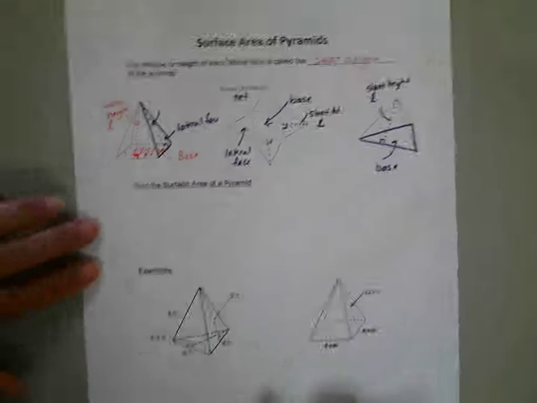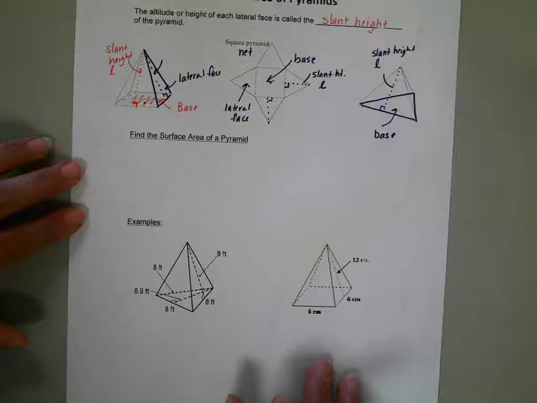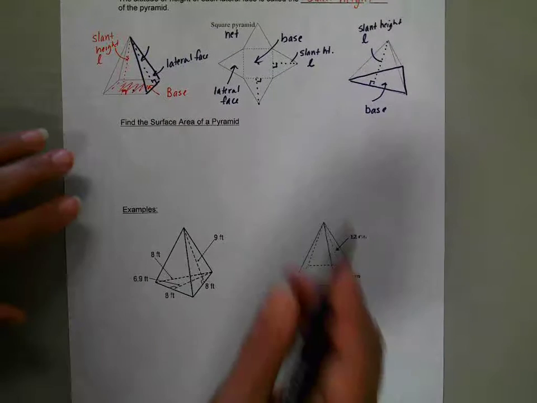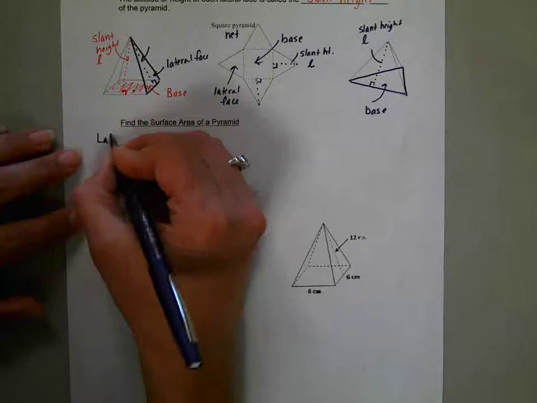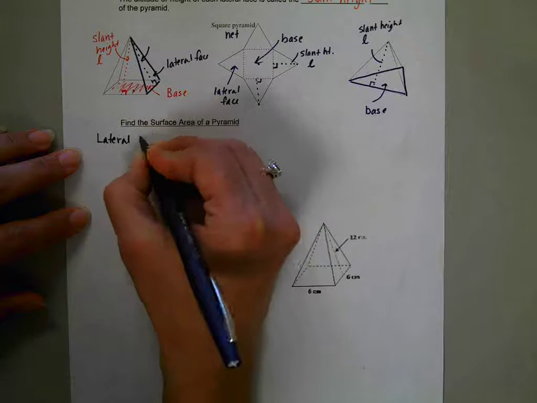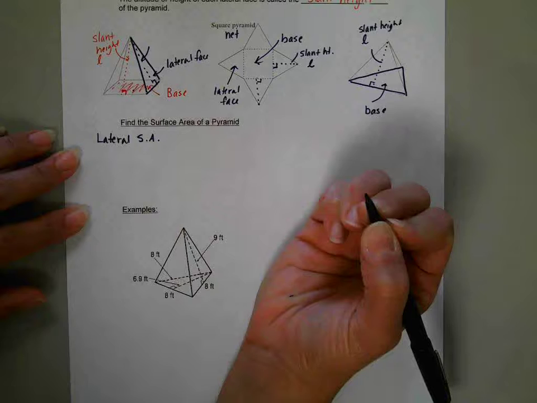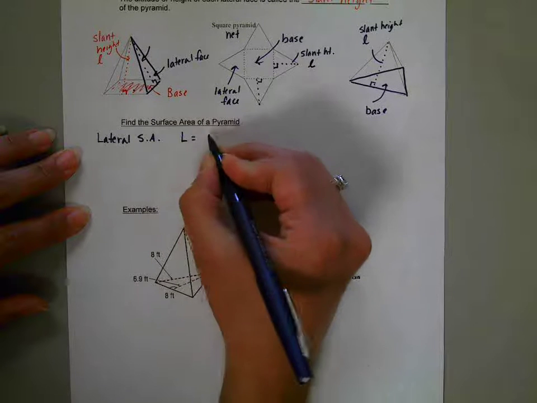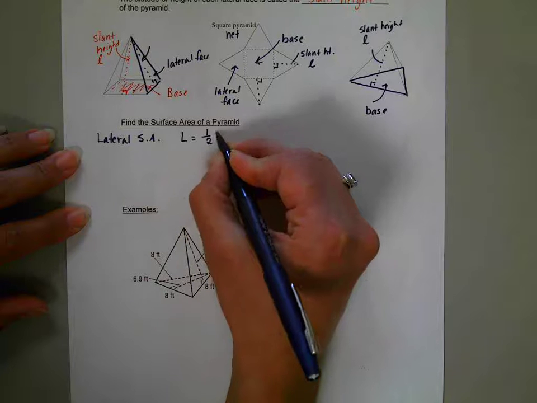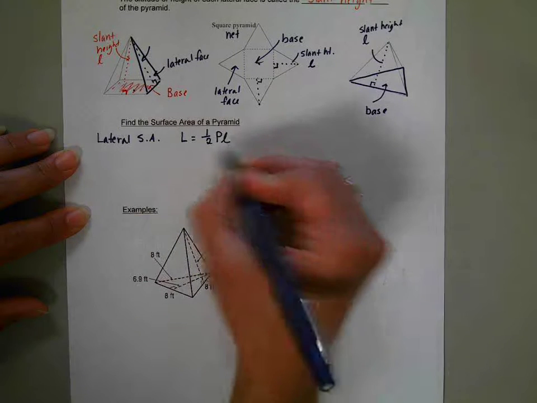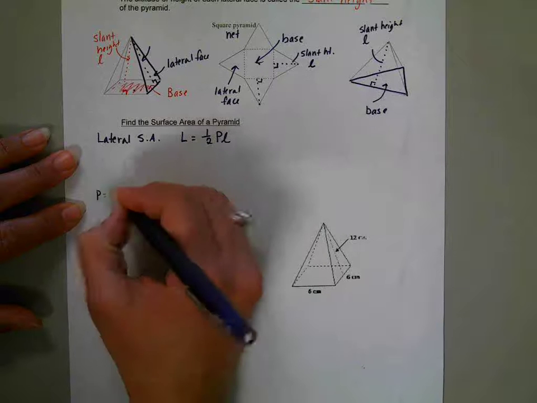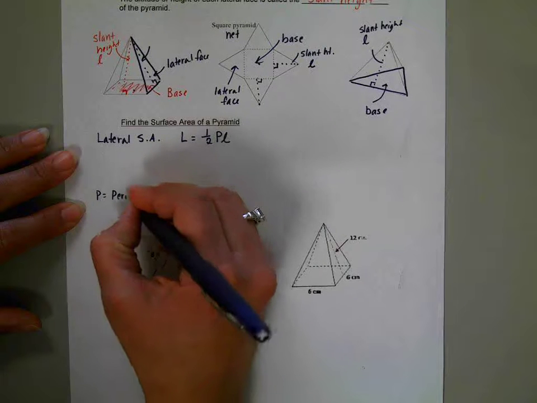Okay, so let's look at the formula for lateral surface area and total surface area. So we're going to start with lateral. I'm going to abbreviate surface area with SA. Lateral surface area is L equals 1/2 big P L. And remember that P is perimeter of the base.